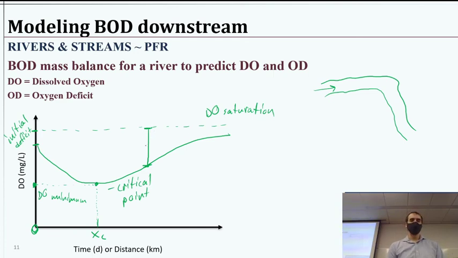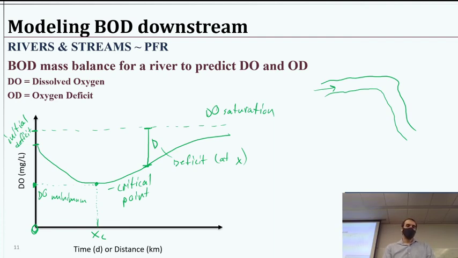So again, this is a DO curve. What we're measuring here is dissolved oxygen, and this would be our D for deficit at some time or distance. So I'll just say deficit at X, for example, here. Okay, so that's going to be our system that we're analyzing here.